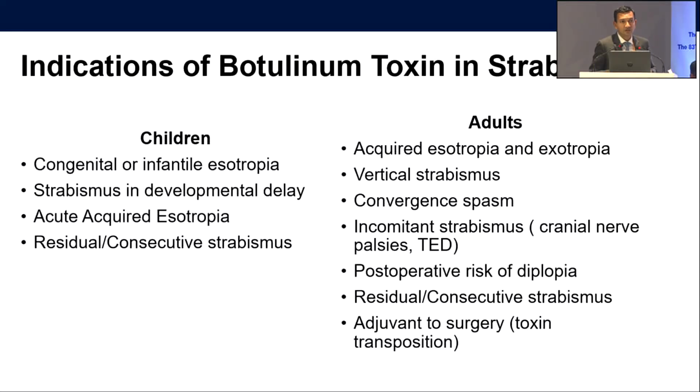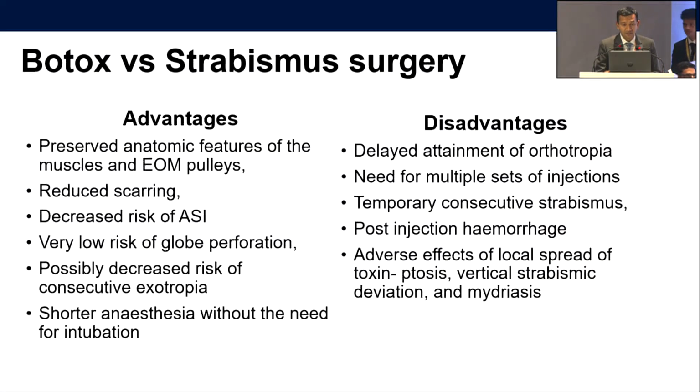You can use it in children or in adults, and the indications are a bit different. In children, we use it in congenital infantile esotropia, kids with developmental delay, acute acquired esotropia, which we just had a great session on, and residual or consecutive strabismus. In adults, we use it in 2 kinds of scenarios: either as a diagnostic tool, where you're about to correct strabismus and want to see what the impact will be, or where you have corrected it and have residual or consecutive strabismus. So you can use it diagnostically or therapeutically.